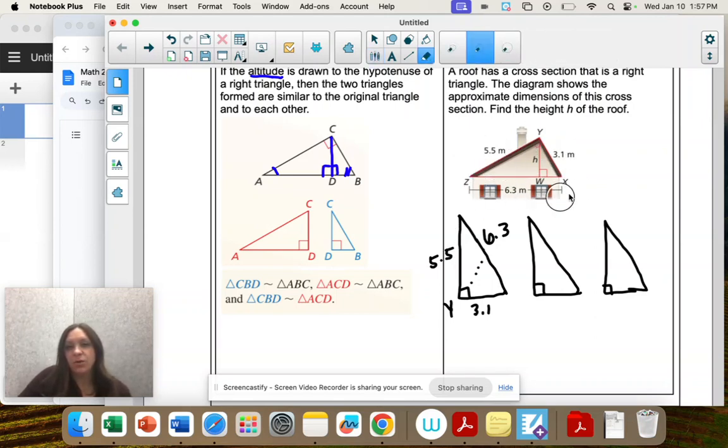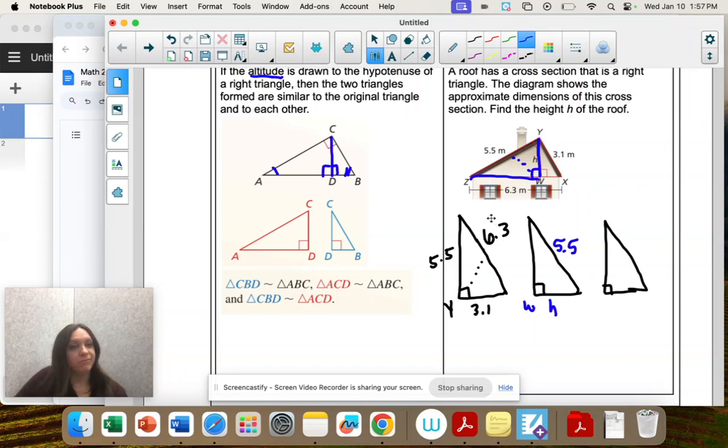And then we have a medium triangle and a small triangle. So here's the medium one. Here's the right angle. It's W. And I always start with the hypotenuse. It's 5.5. And this time our short leg is H and our long leg is we don't know. I'm just going to leave it blank. It's part of 6.3, but we don't know the value. So I'm going to leave it.